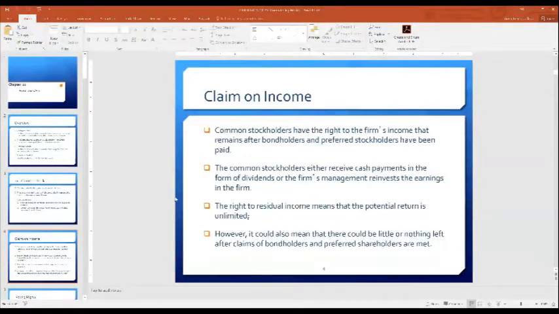Now, after claiming what is hers, 'di ba? Pwedeng konti na lang matira doon sa prop or sa asset ng company. Pwedeng wala nang matira doon sa mga common stockholders. All right? So, makikita natin yung difference ng mga 'yan for common and preferred. Okay? Nakakasunod po ba tayo?